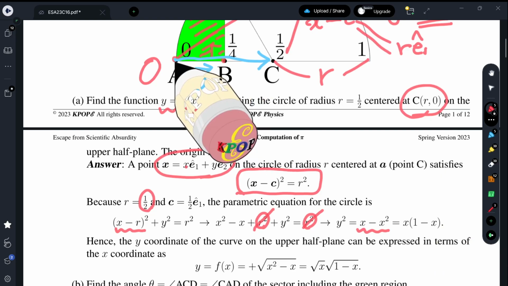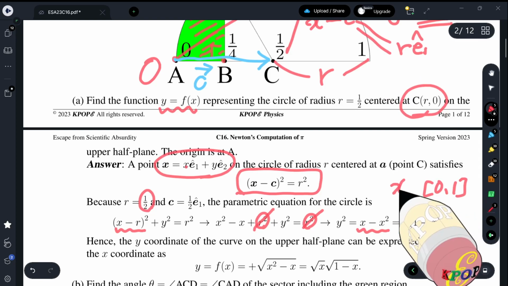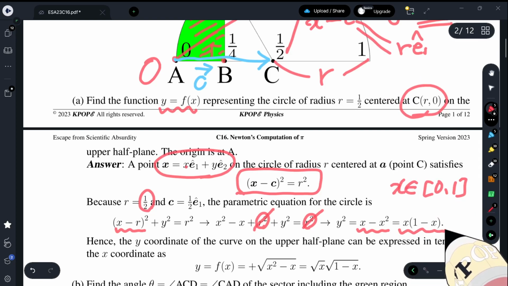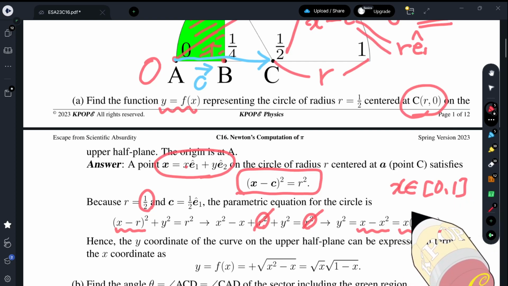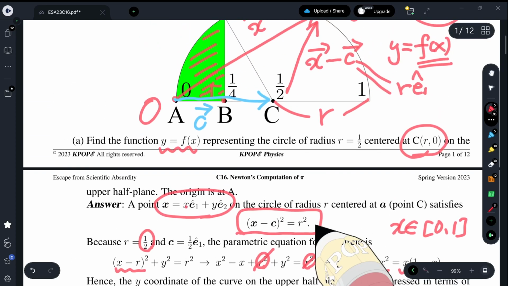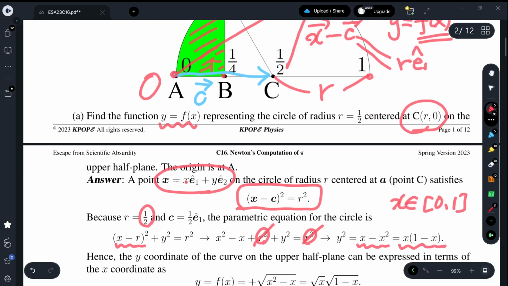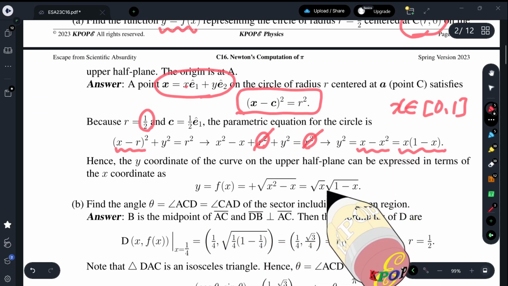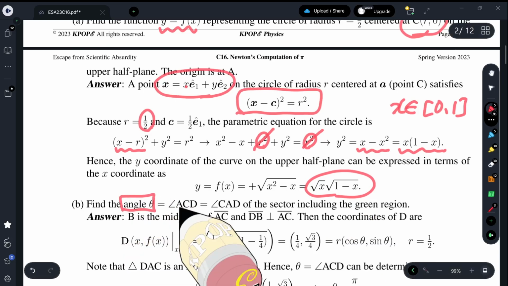We know x is in the region 0 to 1. So this value is positive definite except at the endpoint, at which it becomes 0. Therefore, y is positive definite except at the endpoint, and it is completely expressed as a simple function, the product of two square roots.